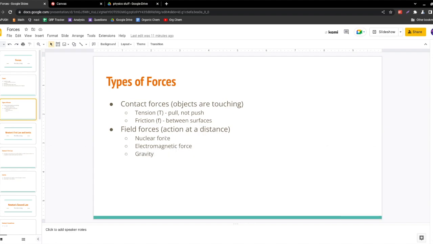Anyways, and then we also have field forces, which are forces at a distance. I'm not sure why I wrote action at a distance, but oh well. I don't think Physics 1 goes into field forces that much, except for gravity, but our examples are nuclear force, which you guys will not be going over, electromagnetic force, and you guys won't be going over that as well. And then we also have gravity, which will show up later.